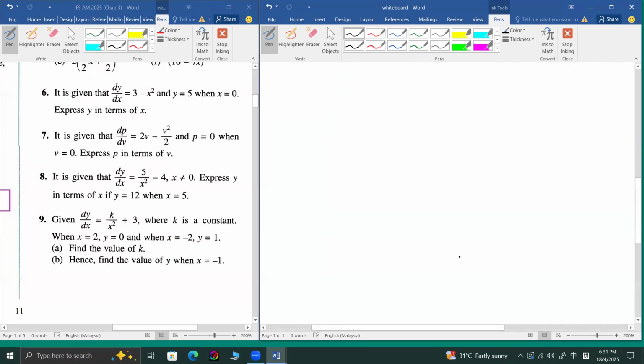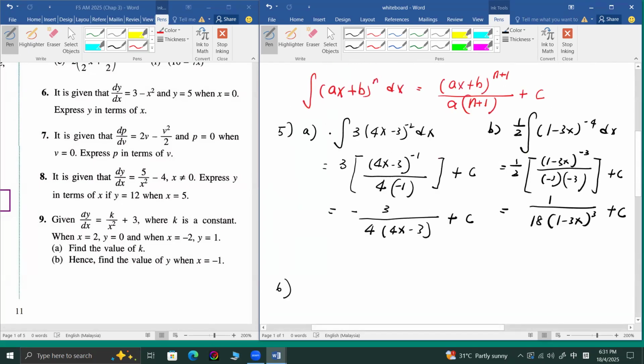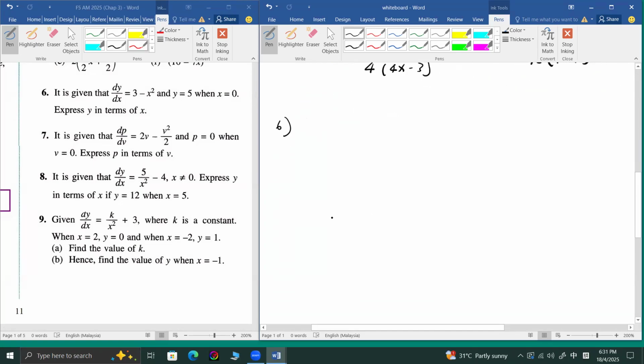Next, look at question 6. What is the difference in question 6, you see? You're asked to express y in terms of x. Just now you see the questions, I didn't write y here. I just write like this with the integration. But now for question 6, you just need to write a y here. Actually, not much different, you see? Instead of what I wrote just now, now I put y, then I copy the dy dx here.